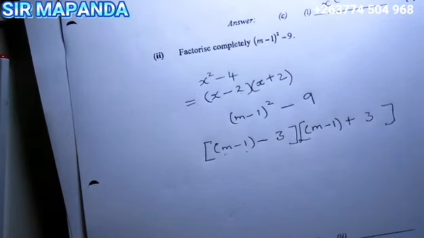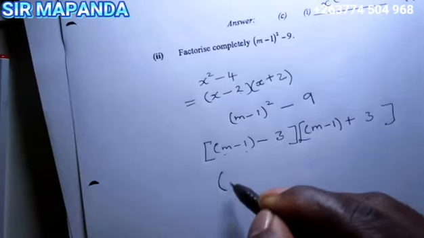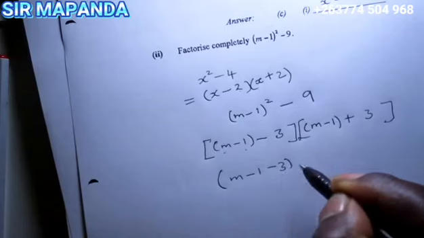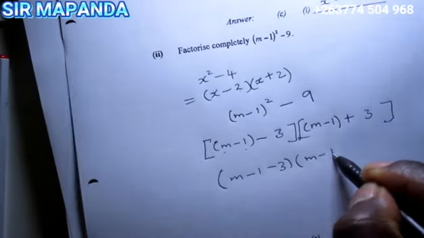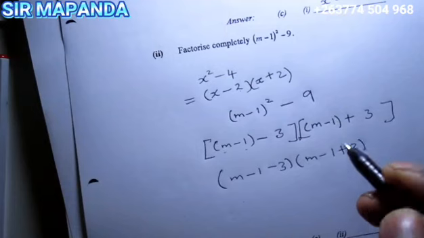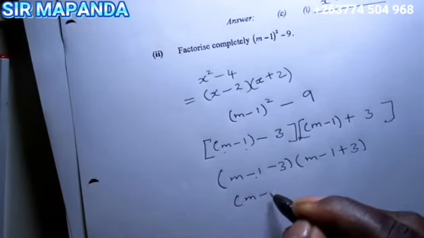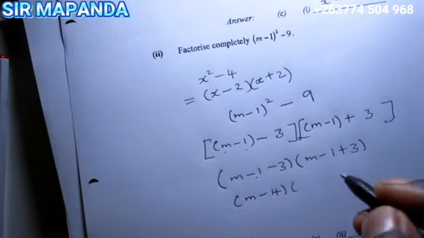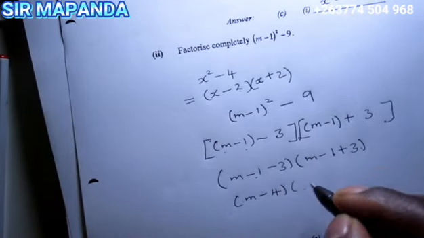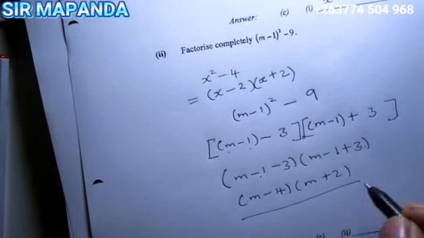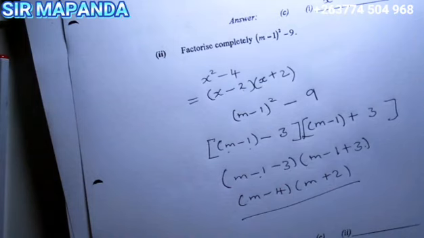I hope you are listening, class, right? So this is minus 1 minus 3, right? And this is a minus 1 plus 3. So you can notice that minus 1 and minus 3 are like terms, which produces minus 4, right? Then minus 1 and plus 3 are like terms, which produces 2. So your final answer is m minus 4 and m plus 2. Then you are home and dry. I hope you are listening, class. Stay focused as we move on to the next question.